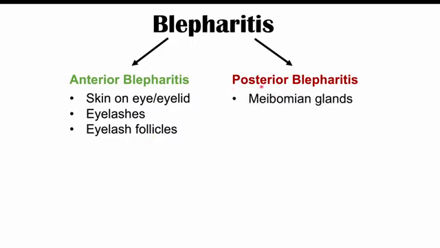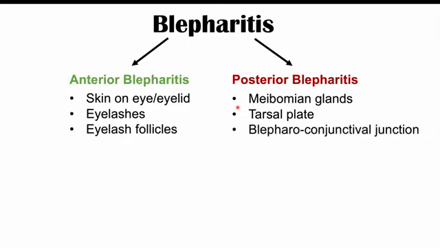The other one is posterior blepharitis. This involves the meibomian glands and the tarsal plate, along with the blepharoconjunctival junction. So the ones that affect mostly the eyelashes and the skin around the eyelid are going to be anterior blepharitis, and the ones where we see it in and around some of the glands of the eyelid are going to be posterior blepharitis.